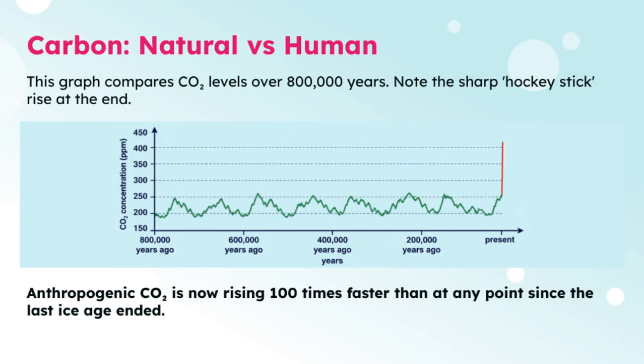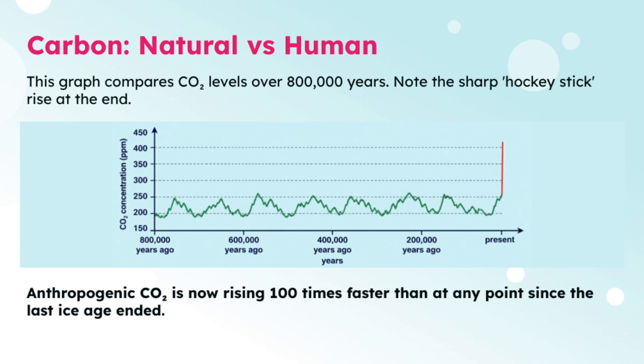The slide refers to a graph showing carbon dioxide levels over 800,000 years. For most of that time, carbon dioxide levels rose and fell with natural glacial and interglacial cycles. But at the end of the graph, there is a sharp rise. This is often described as a hockey stick shape. The rise is very steep compared with past natural changes.